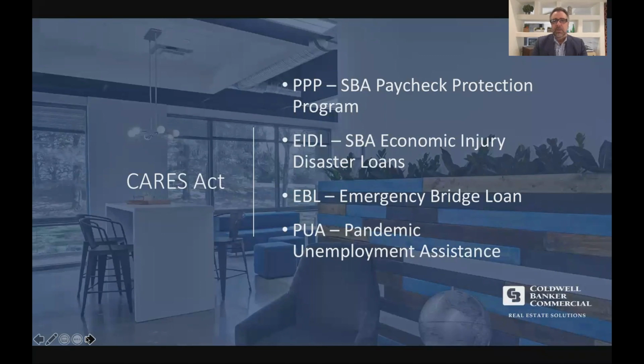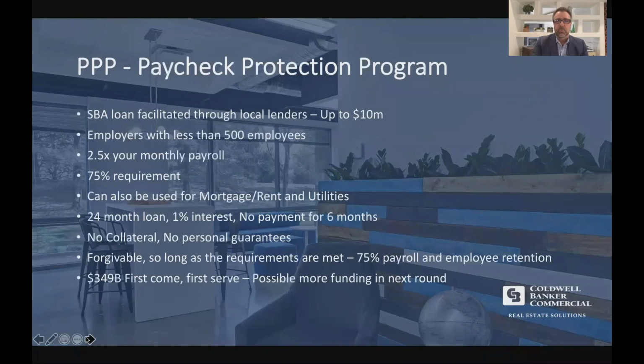So let's talk about the different programs, the CARES Act. The first one is the PPP, the Paycheck Protection Program, EIDL, which is the Economic Injury Disaster Loans, and EBL, Emergency Bridge Loan, and PUA, which is Pandemic Unemployment Assistance. I'll cover those four items, and these are some of the primary programs that we work with our tenants to make sure that they know that there's additional relief out there that helps not only the tenant, but also helps the landlord through this difficult period.